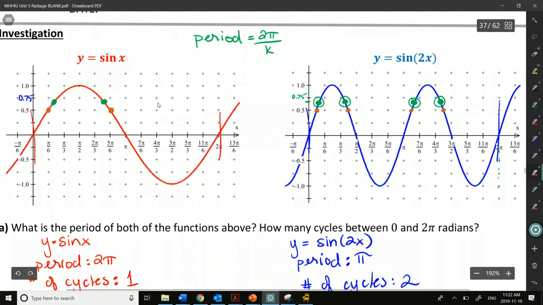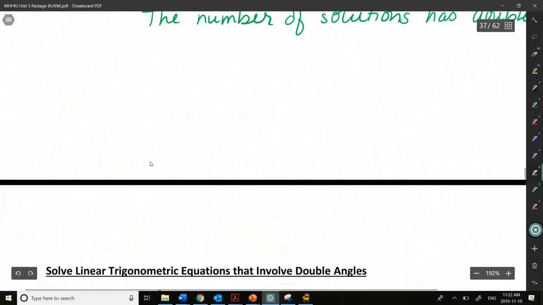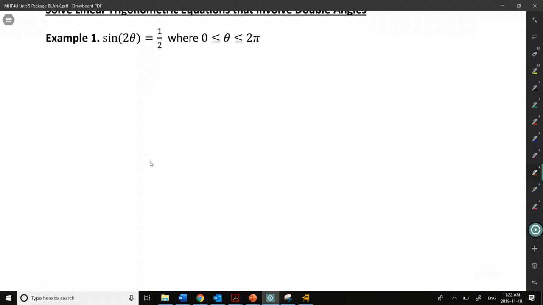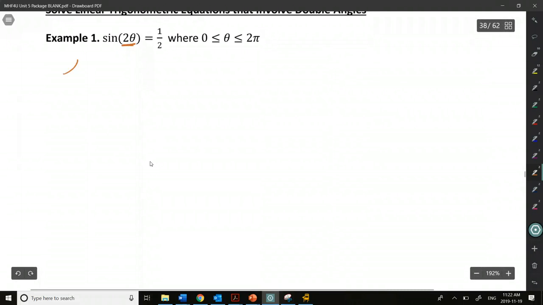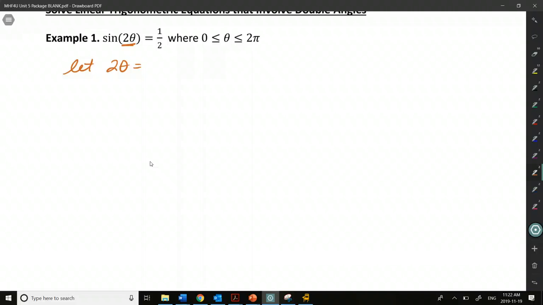I'm not sure exactly where those are on this graph, so we're going to have to figure out where those exactly are. Okay, so I'm going to show you how we'll do this mathematically. Usually what I like to do is start with a little let statement, and it's going to be let 2 theta equals some value. It doesn't matter what that value is. We can say x, we can say r if we want, any variable. So maybe we will let 2 theta equal j.